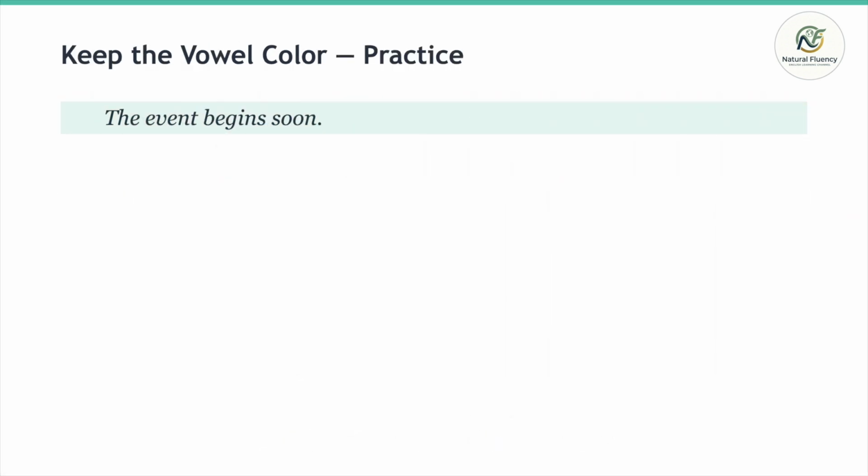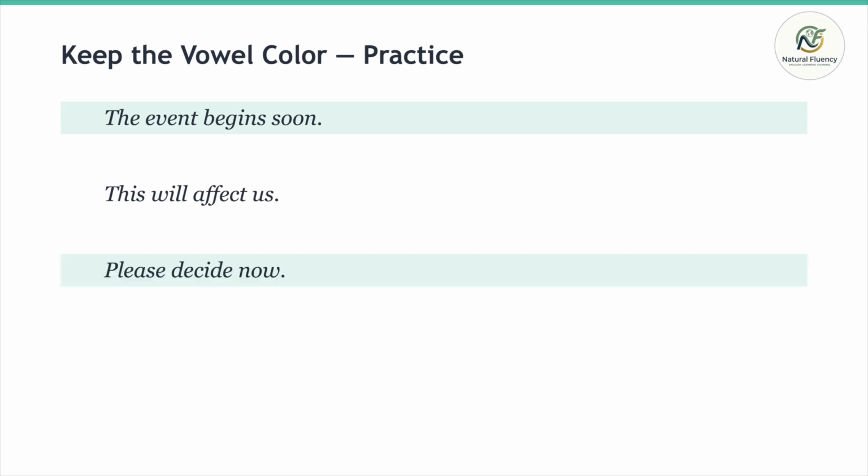Now let's move to sentences. The event begins soon. The event begins soon. This will affect us. This will affect us. Please decide now. Please decide now. She became famous. She became famous.